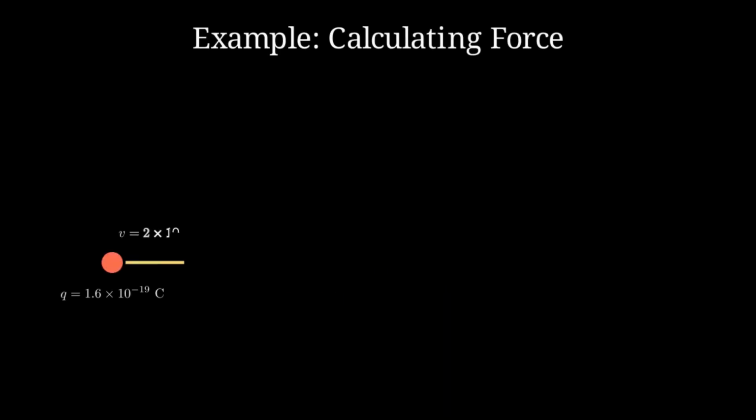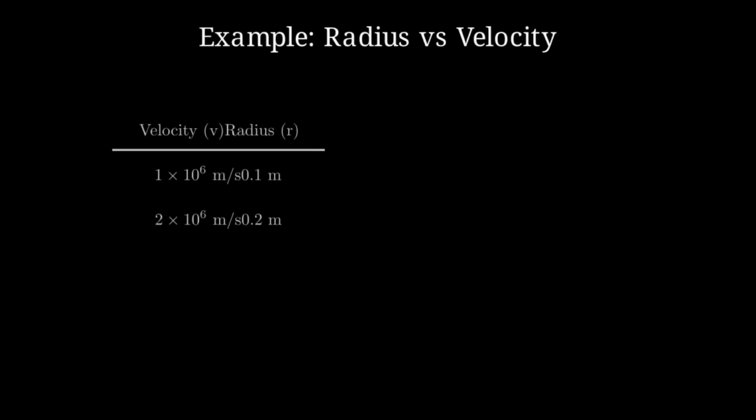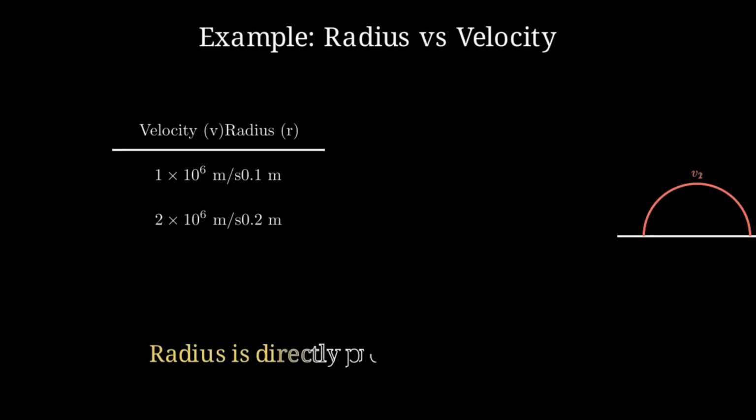If a proton moves at 2 million meters per second through a 1.5 Tesla field, we calculate the magnetic force using QVB. This force acts as the centripetal force keeping the proton in its circular track. Notice that if we double the velocity of the particle, the radius of its path also doubles. This linear relationship ensures that even as the particle travels faster and covers more distance, it arrives at the gap at the exact same time.